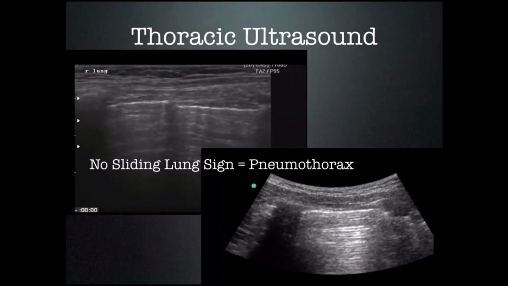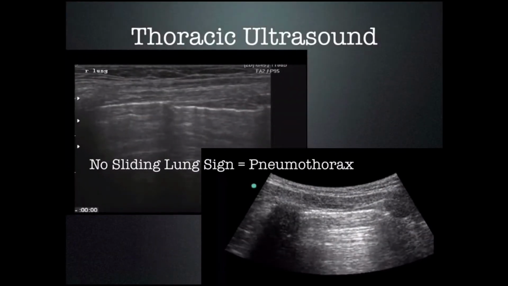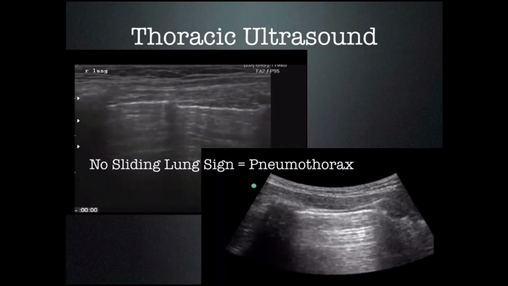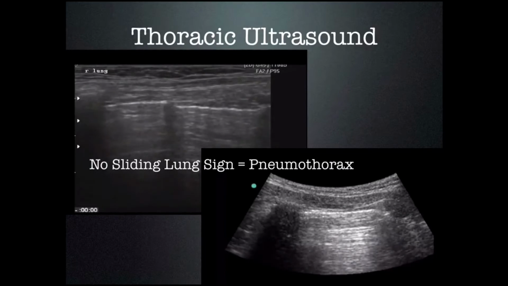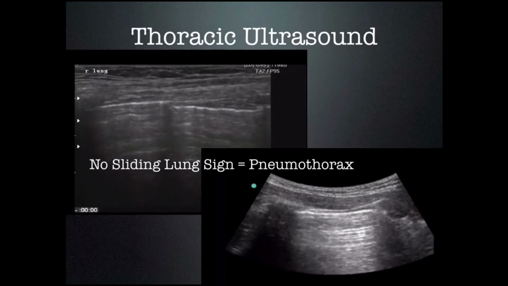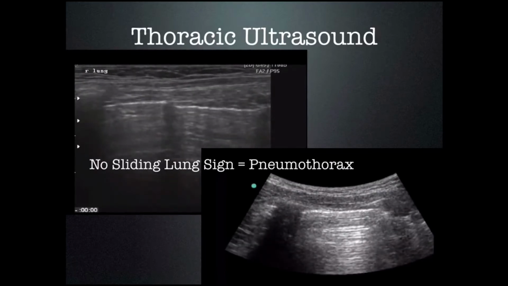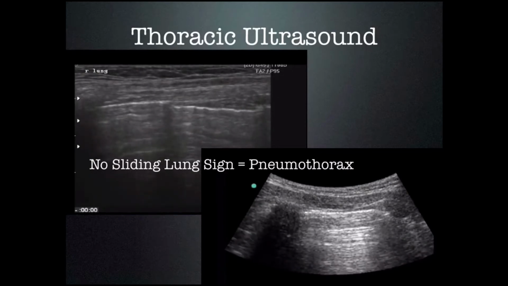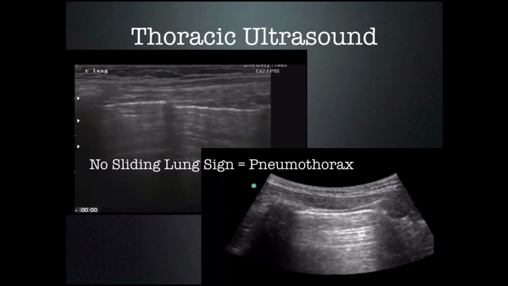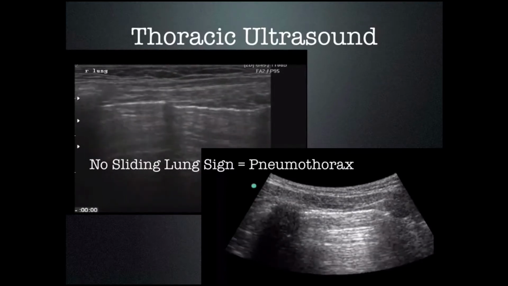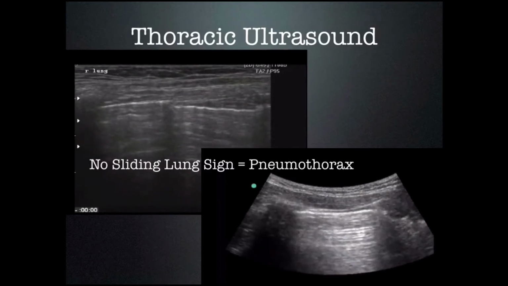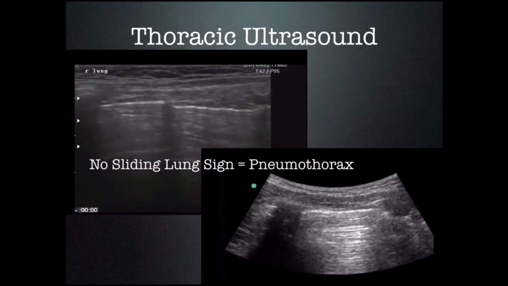Now, after you get a little bit better at looking for the sliding lung sign, you can use the curvilinear abdominal probe as we see on the bottom, which has less resolution. And you won't need to use the linear or higher frequency probe to see this sliding. But when you're learning, using the high frequency probe can be an aid to you to make you have confidence that there is no sliding lung sign or a pneumothorax present.